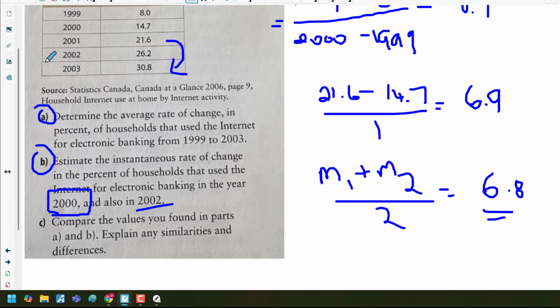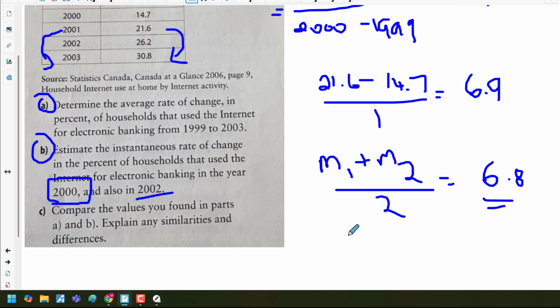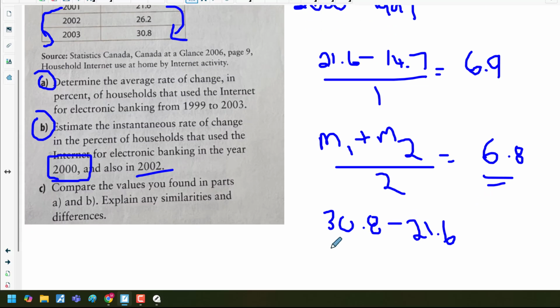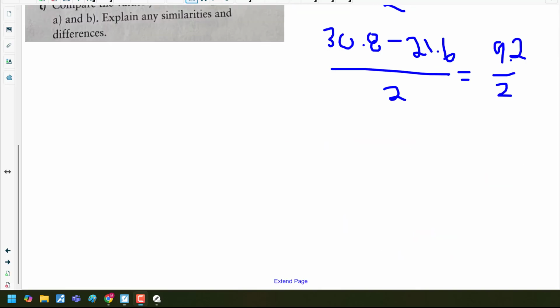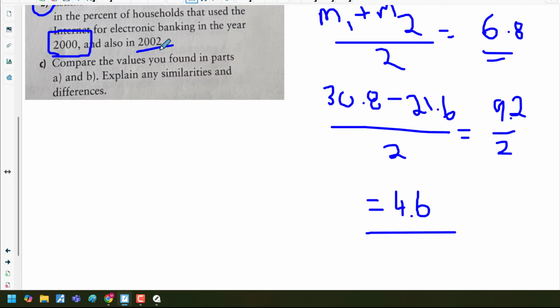Yeah, it's easier. So 2002 is the middle point, and we're just taking the point above and below and taking the average slope. So that's going to be 30.8 minus 21.6 over 2. Let's see what we get. 9.2 divided by 2, it's 4.6. So that's the instantaneous rate for the year 2002.